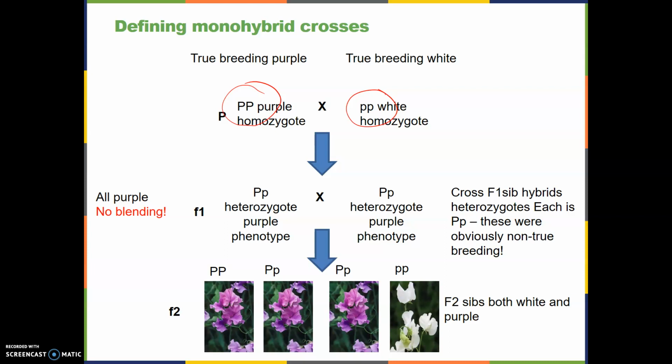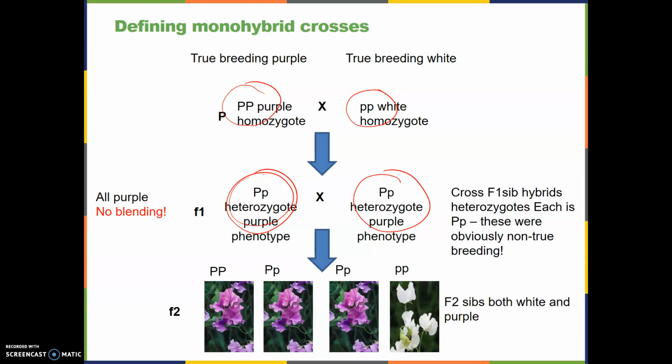And therefore, you can see if each parent only has one letter to give, then the offspring is going to have one of each. So the purple parent can only give a big P. The white parent can only give a little p. The F1 offspring don't have any choice but to have the genotype big P, little p. They're all heterozygotes. And when you cross two heterozygotes, that is called a monohybrid cross.